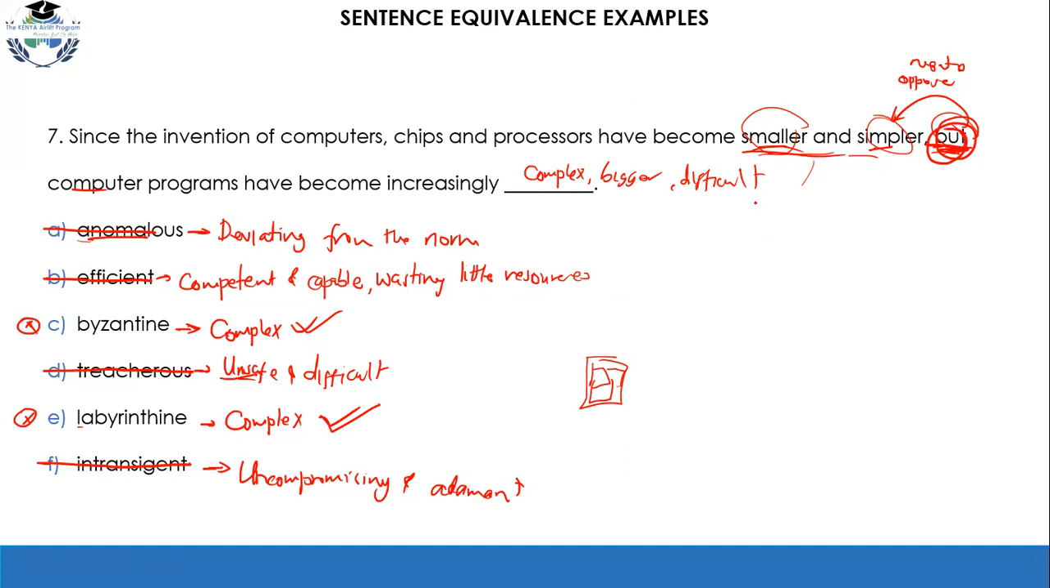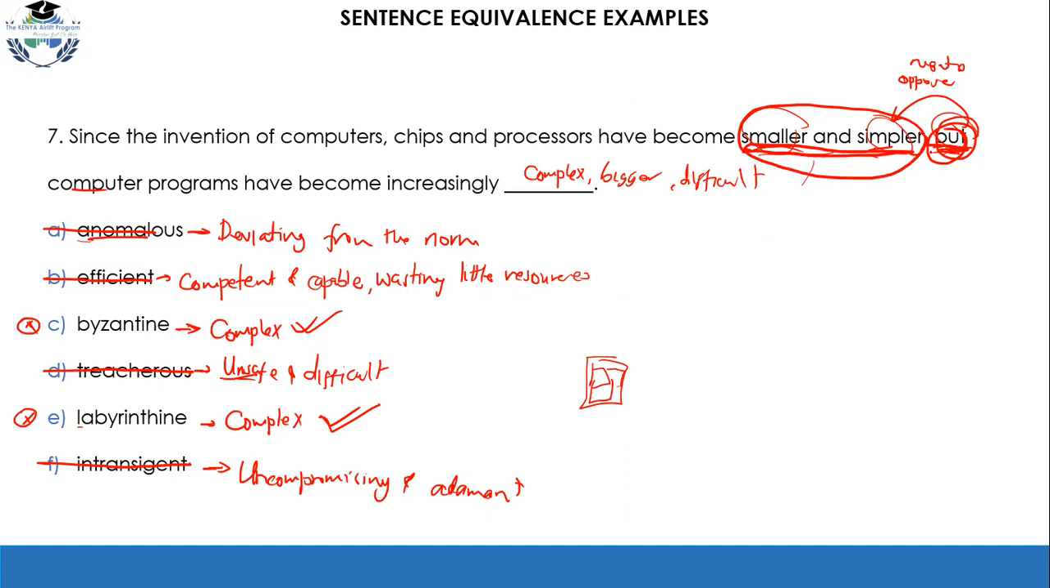So I see what you're talking about there, right? But now for this sentence here, when you're talking about since the invention of computers, chips and processors have become, the keyword here is smaller and simpler, right? They have become smaller, they have become simpler. So we need words that are opposing these two words here, right? So these two words are what we are working with here.